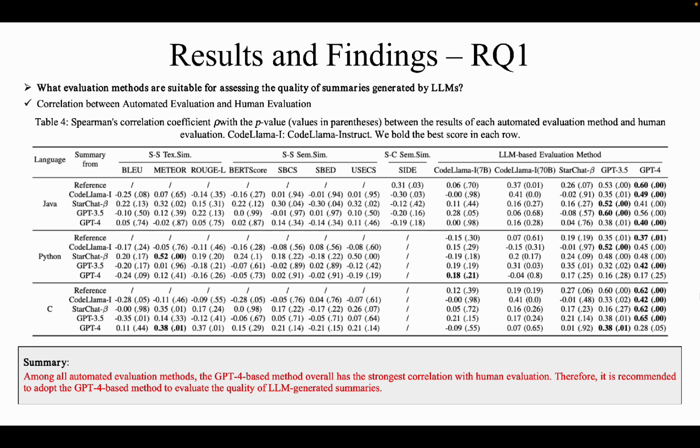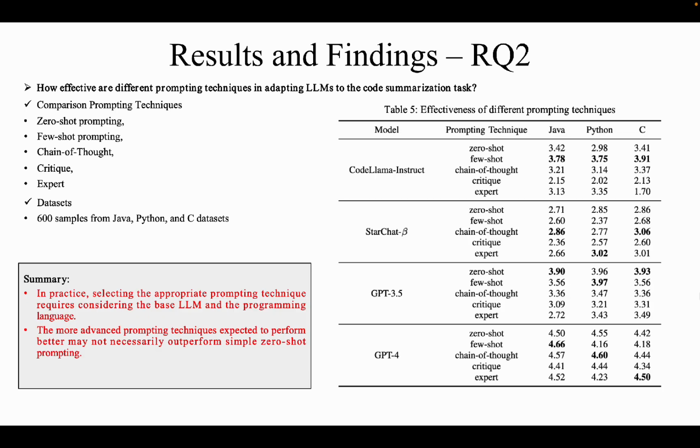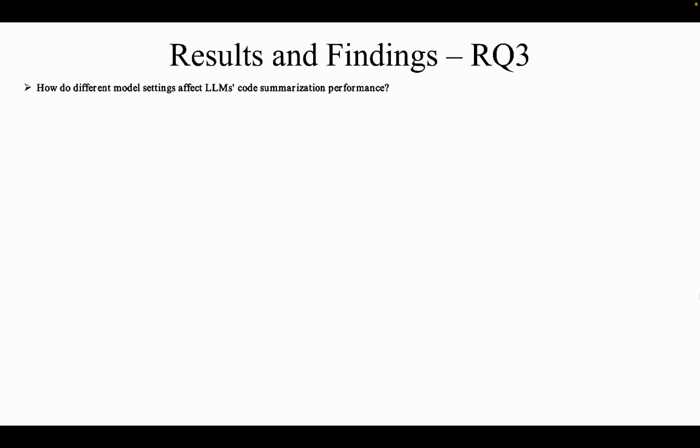It will assign a score from 1 to 5 to each generated summary, with a higher score representing higher comment quality. And in RQ2, we compare 5 different prompting techniques. We randomly select 200 samples each from Java, Python, and C datasets. And the result shows that in practice, selecting the appropriate prompting technique requires considering the base LLM and the programming language. Next, in RQ3, we investigate the influence of model parameters, top P and temperature, that control the randomness of large language models' output.